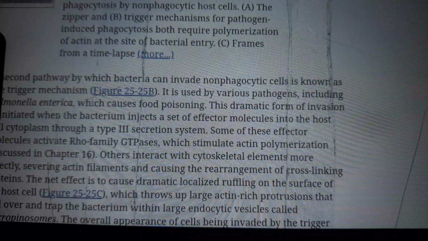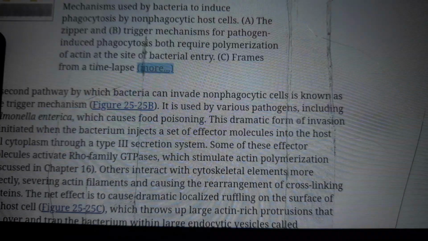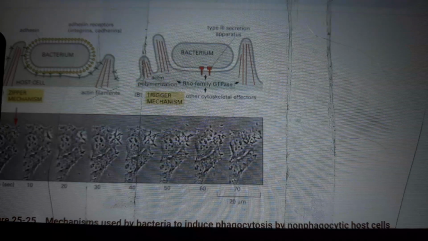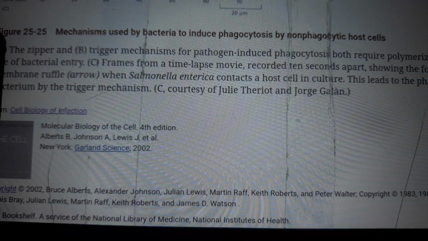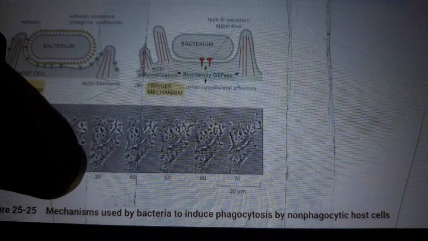Mechanisms used by bacteria to induce phagocytosis by non-phagocytic host cells. The zipper and trigger mechanisms for pathogen-induced phagocytosis both require polymerization of actin at the site of bacterial entry, frames from a time lapse. More on that in this diagram coming up. Frames from a time lapse movie recorded 10 seconds apart, showing the formation of a giant membrane ruffle, arrow. It's there in the arrow.